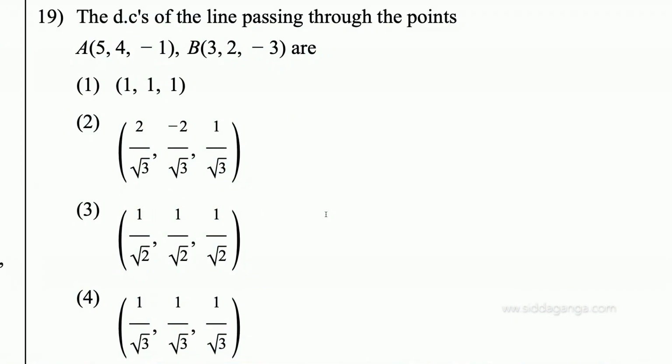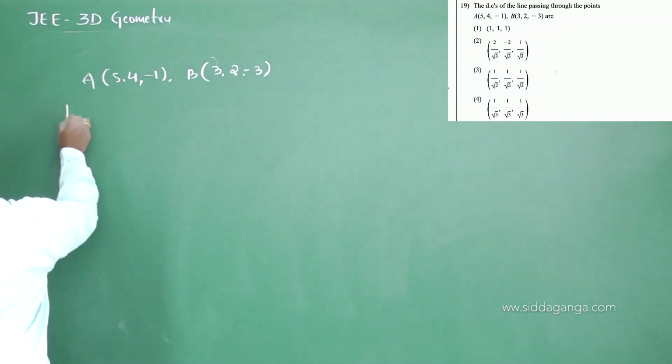Okay, the 19th one, a simple one. Direction cosines of the line passing through the points A and B. I mean two points are given. By using those two, you can find the ratios, and using the result, plus or minus A by root of A square plus B square plus C square. So A is what? 5, 4, minus 1, and B is what? 3, 2, minus 3.